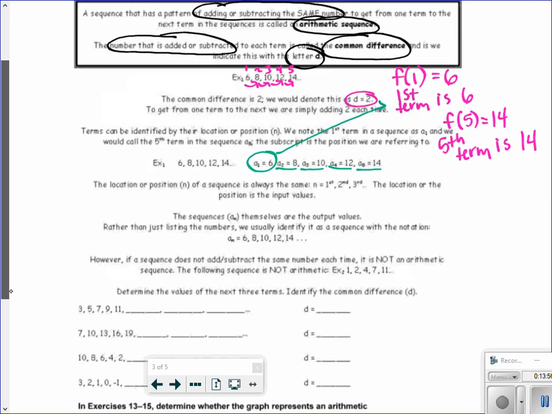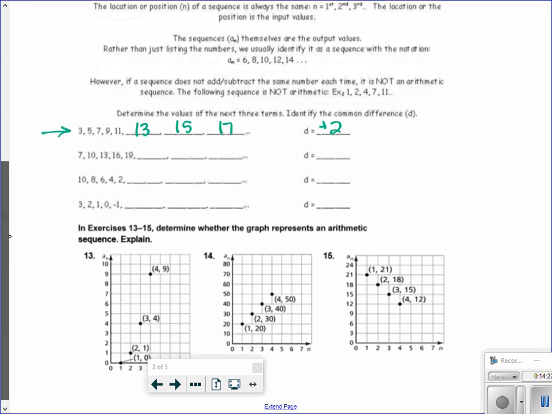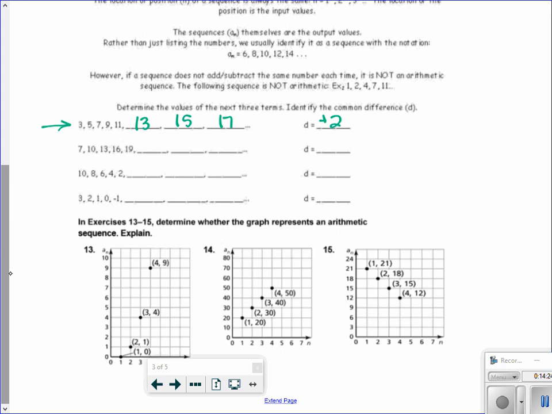We're going to go down to this next part. We got a list. Here's our first problem. We got a list of numbers. Is it arithmetic? Okay. What's it adding by each time? So it's adding 2. What will the next 3 terms be? 13, 15, 17. Okay? What I want y'all to now do is answer the other 3 from that section and answer those graphing questions below.